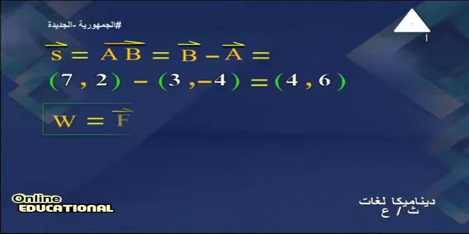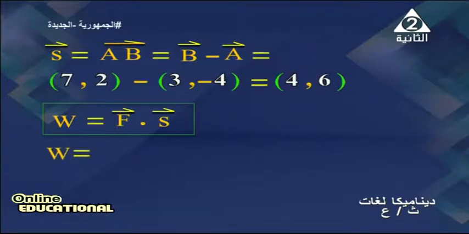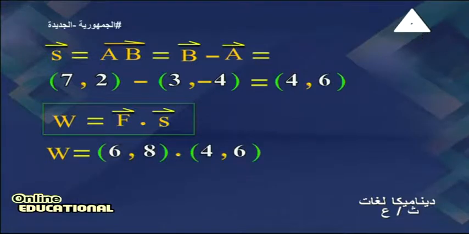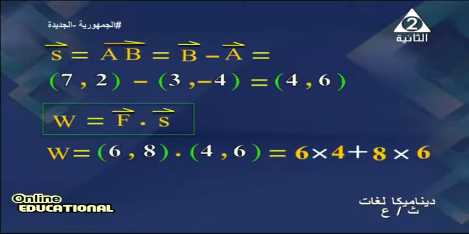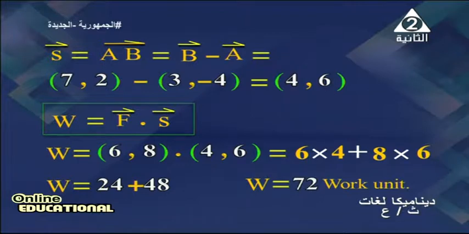Now, the work equals the scalar product of vector F and vector S. W equals vector F dot vector S. Vector F equals (6, 8), dot vector S equals (4, 6). The work W equals 6 multiplied by 4, the first component times the first component, plus 8 times 6, the second component times the second component. Then work equals 24 plus 48, which equals 72 work units.